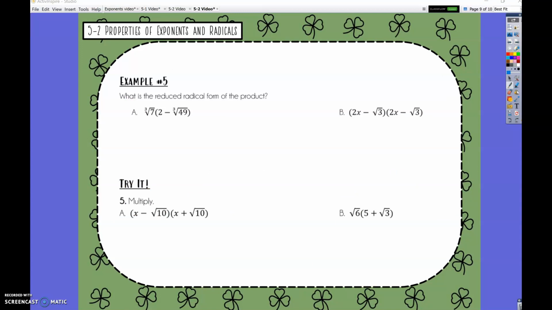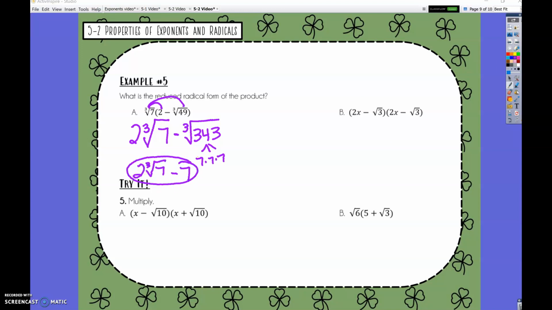We can multiply radicands as well. So let's take a look at this part A. Now I've multiplied 2 times the third root of 7, and the third root and the third root multiply by each other to give us the same root and 7 times 49, which makes 343. Notice how our index stays the same. But 343 is really 7 times 7 times 7. I know the third root of 343 is 7, and this one can't be reduced at all, so I would just have 2 third roots of 7 minus 7 as my answer.